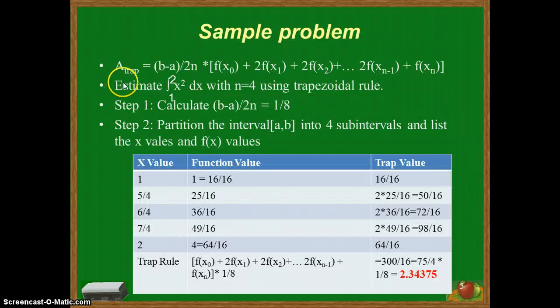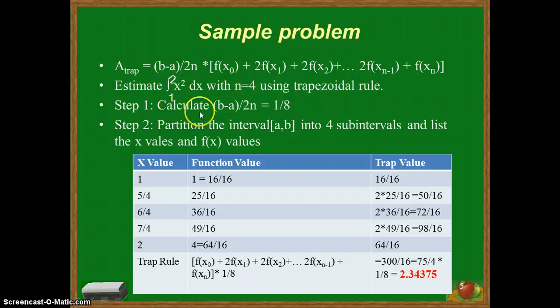Here's a sample problem. The area of a trapezoid, again, is (b minus a) over 2n times the sum of f of x sub 0 plus 2f of x1 plus 2f of x2 plus 2f of x sub n minus 1 plus f of x sub n. Let's say they want you to estimate the area under the curve x squared from 1 to 2 using n equals 4, in other words, 4 trapezoids.